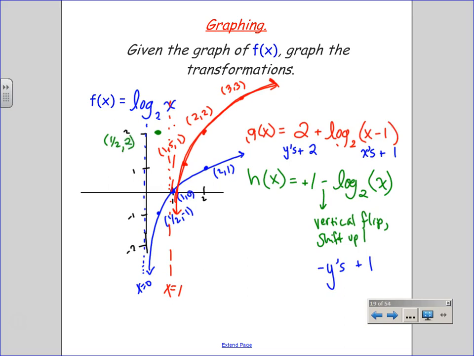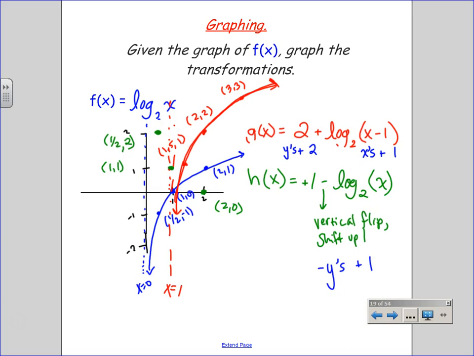Who else do I have? This guy, 1, 0 needs to vertical flip. Well, that's boring. He doesn't go anywhere. But then he also needs to be shifted up 1. So he's going to be the point 1, 1. The y adds 1 after flipping. Negative 0 is still 0, plus 1. Okay, there he is. Then this guy, 2, 1, his y needs to flip signs. So 2, negative 1, and then add 1, which is going to be 2, 0. 1 times a negative is negative 1. Negative 1 plus 1 is 0.